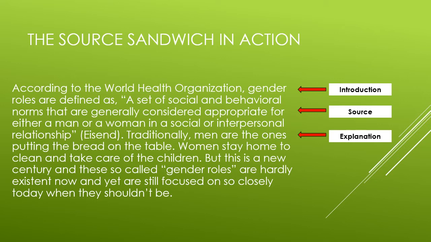So the source, or the meat of the sandwich, goes on to say, a set of social and behavioral norms that are generally considered appropriate for either a man or a woman in a social or interpersonal relationship. Following this quote, there is an in-text citation. Don't forget this step. Next comes the explanation of the source. So in this case, the writer goes on to say, traditionally, men are the ones putting bread on the table. Women stay home to clean and take care of the children. But this is a new century, and these so-called gender roles are hardly existent now, and yet are still focused on so closely today when they shouldn't be.